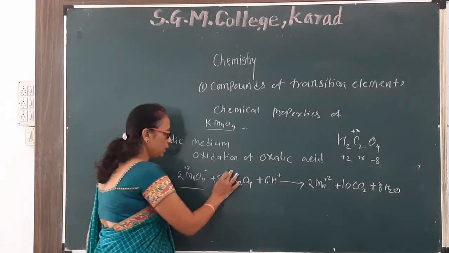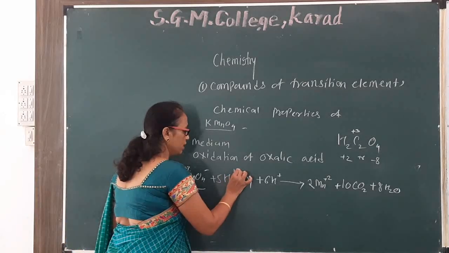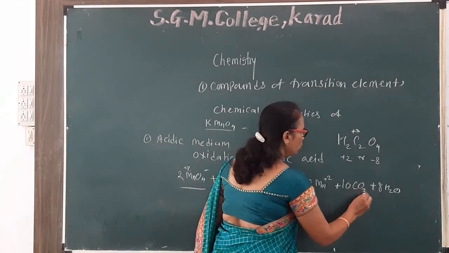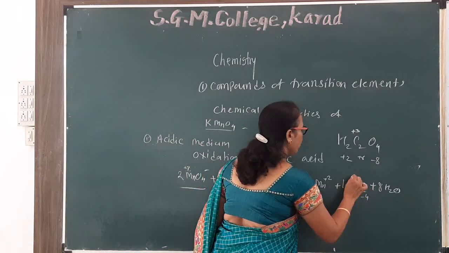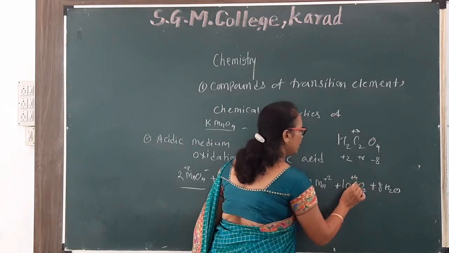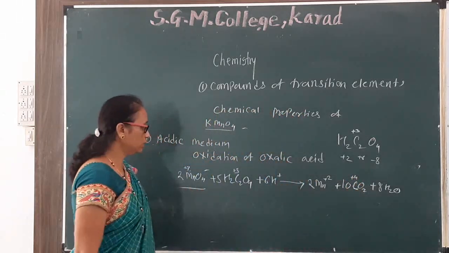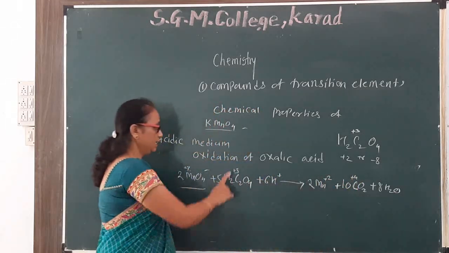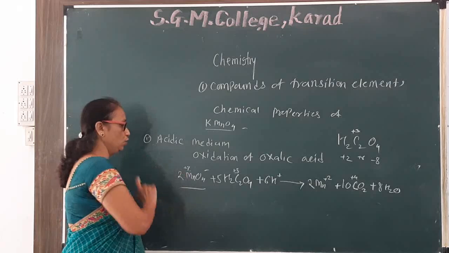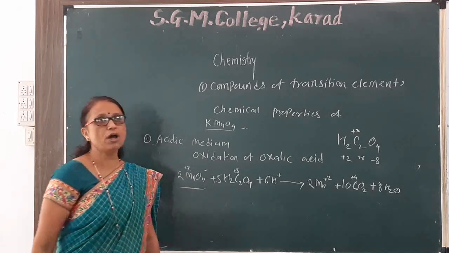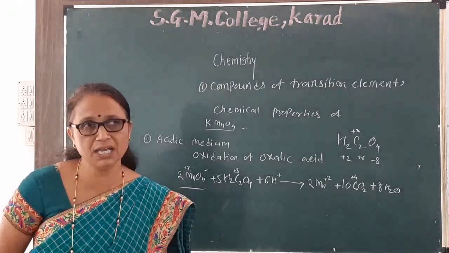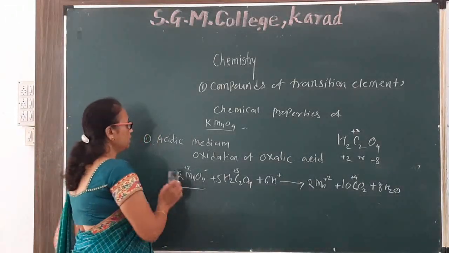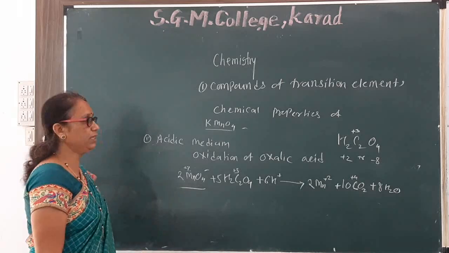The oxidation state of carbon in oxalic acid is +3, and in case of CO2, O2 is total -4. Therefore in CO2 the oxidation state of carbon is +4. The oxidation state of carbon increases from +3 to +4. Hence it gets oxidized, while Mn gets reduced, and KMnO4 or MnO4 minus permanganate ions act as an oxidizing agent. These are the reactions in acidic medium.